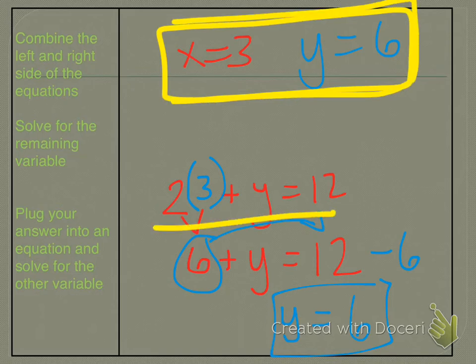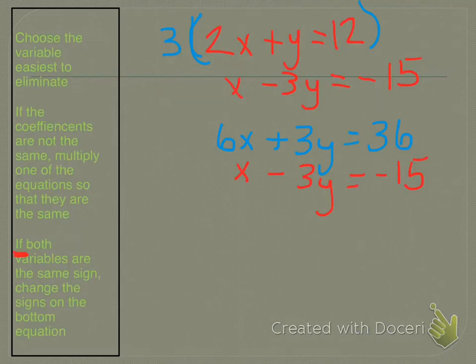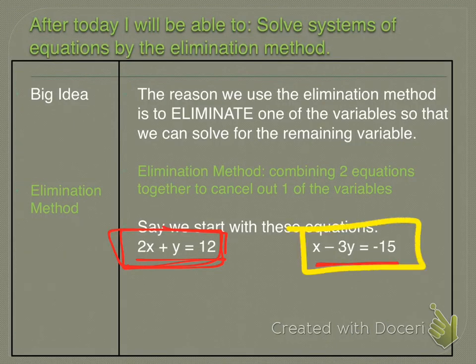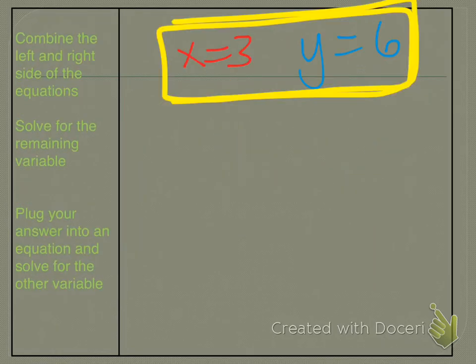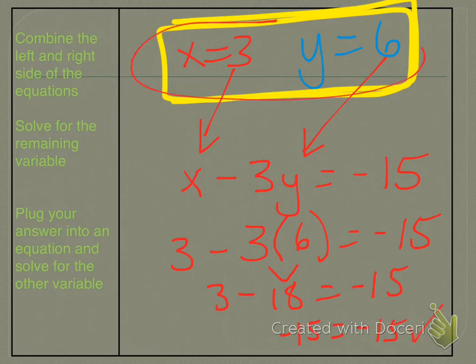Now, I know it works for this first equation because I already checked it. I just used it. But to double check, like we said already, I'm going to go back to the first equation: x minus 3y equals negative 15. I'm going to try it out. So 3 minus 3 times 6 equals negative 15. 3 minus 18 gives me negative 15 equals negative 15. So, that's correct. That means that these two answers that I got are the solution to my system.